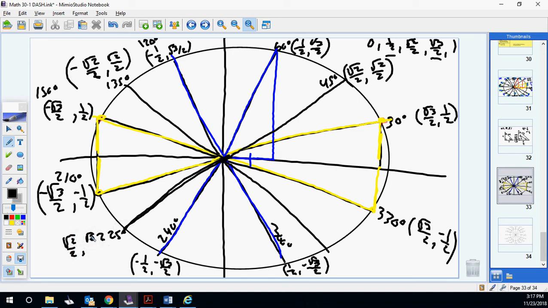Man, run out of room here. Let's erase that again. It's not good. Okay, both are negative. Okay, sorry, it's hard to see. Negative root 2 over 2. And the last one over here is the 315, and that is a positive root 2 over 2 for x, negative root 2 over 2 for y. So again, there's your unit circle, all in a nutshell.